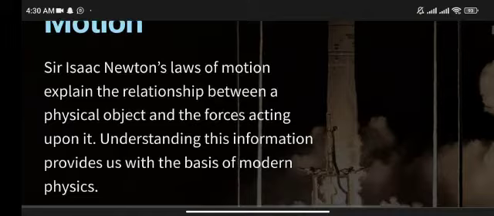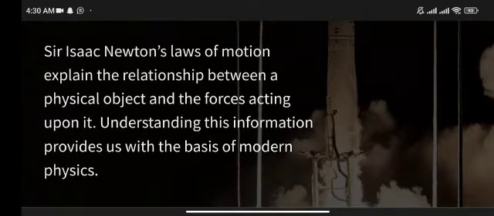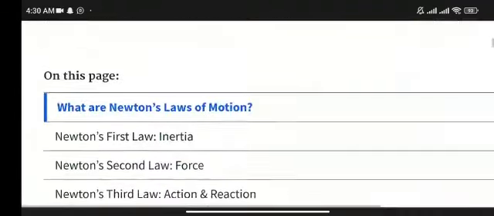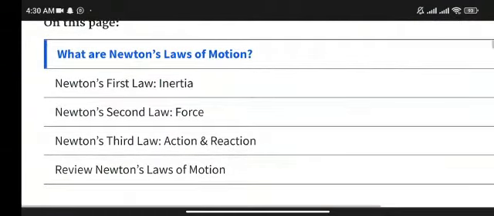Newton's laws of motion. Sir Isaac Newton's laws of motion explained the relationship between a physical object and the forces acting upon it. Understanding this information provides us with the basics of modern physics. What are Newton's laws of motion?